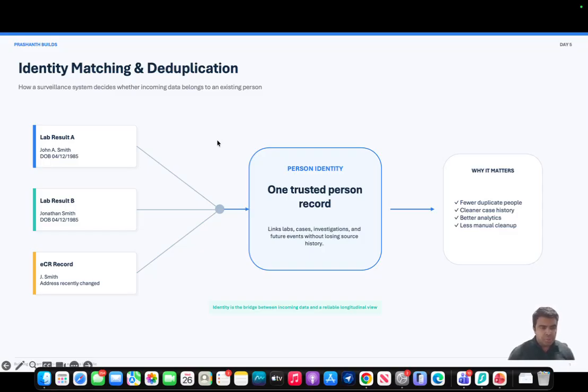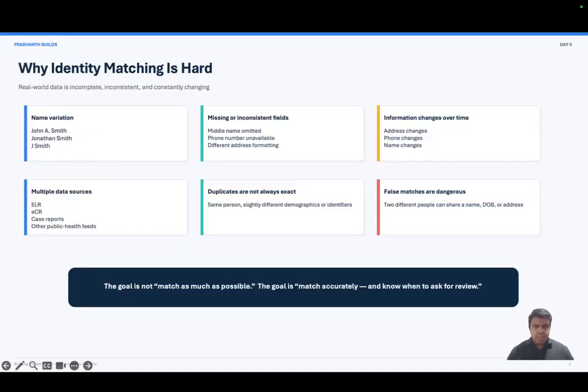A single person may appear in incoming data as John A. Smith or Jonathan Smith or simply J. Smith. Their address may have changed, a field may be missing, and different sources may format information differently. The job of the identity layer is to decide whether these are separate people or different representations of the same person. Identity matching sounds simple until you look at real public health data.